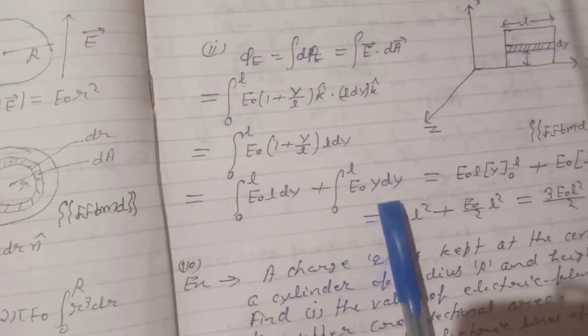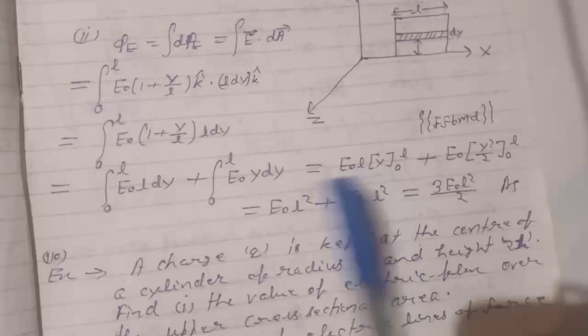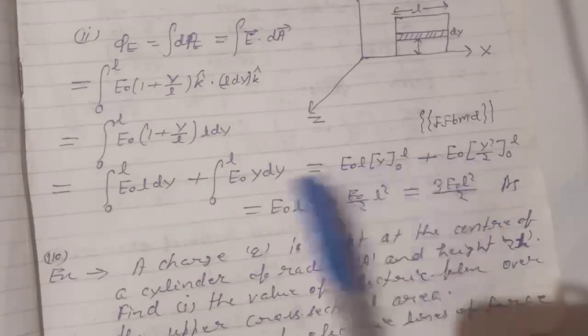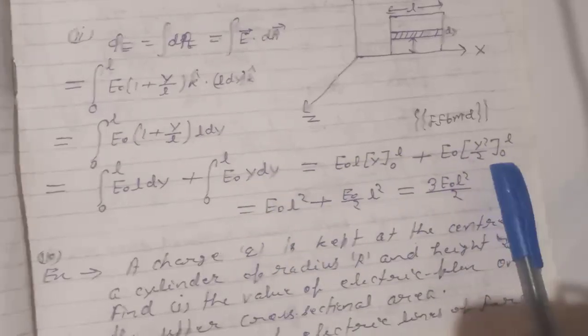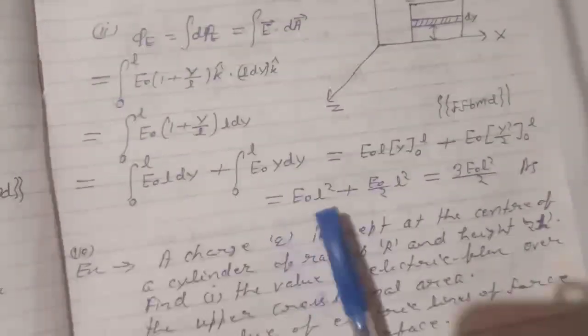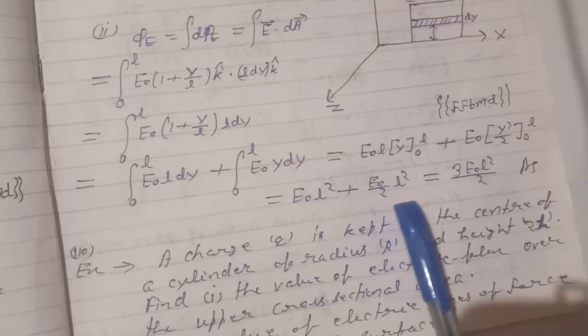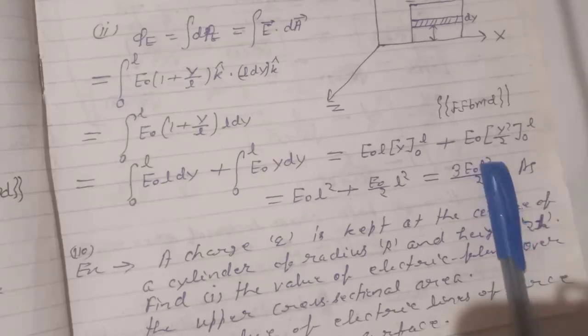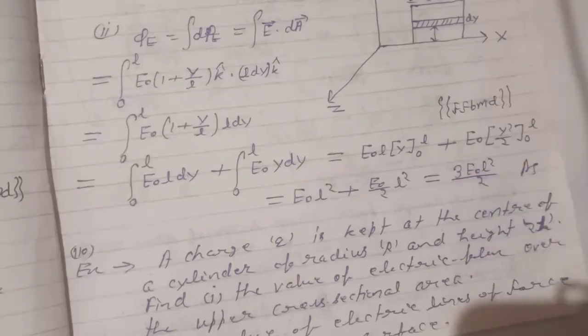or E naught 0 to L E naught into L dy plus 0 to L E naught y dy, E naught into L integration of dy is y 0 to L, and E naught integration of y dy is y square by 2 0 to L. Putting all values, E naught into L square plus E naught by 2 L square equals 3 E naught L square by 2. Answer. So flux will be this value.